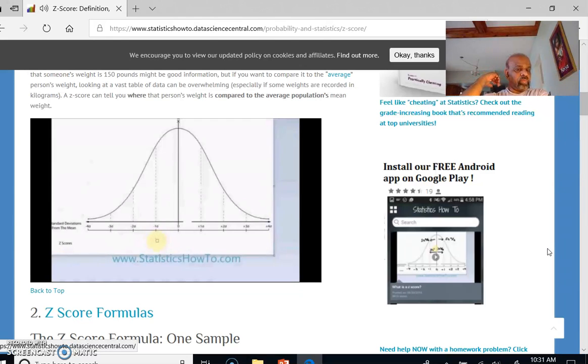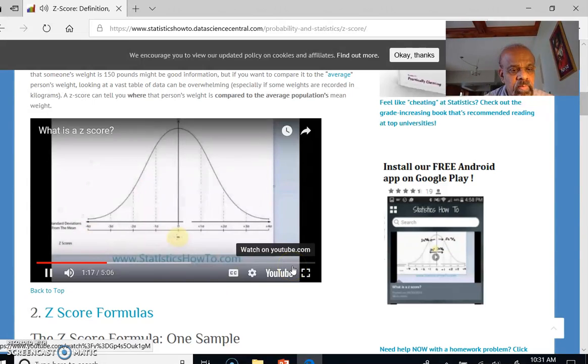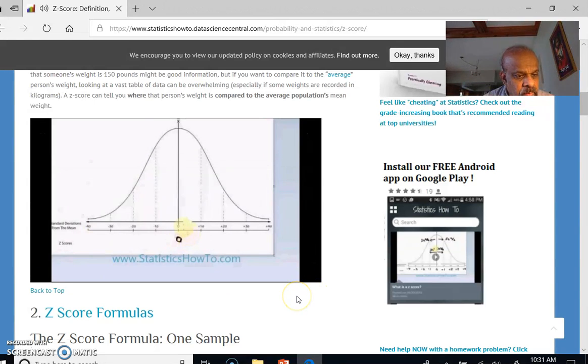A z-score of 0 tells you the observation is bang in the middle right here. This is the mean. A z-score of +1 will tell you a score is 1 standard deviation above the mean. And a z-score of +2 tells you you are 2 standard deviations above the mean. So that's what a positive z-score tells you: you're a certain number of standard deviations above the mean.